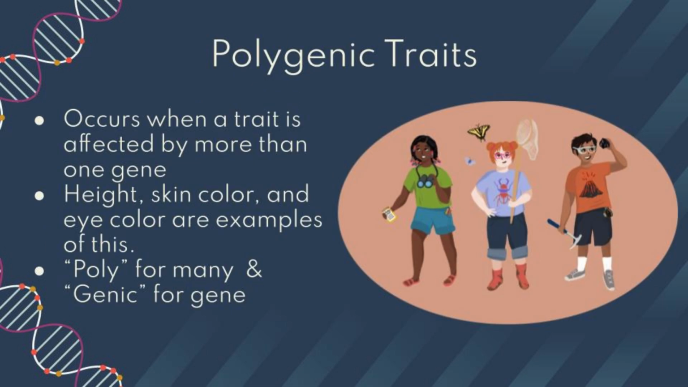Another thing that we mentioned earlier is polygenic traits. These are traits that are affected by more than one gene. So like height, skin color, eye color. Anytime you've got things where you've got gradients and ranges, often those are polygenic because you've got a lot of things going into the cascade that turns them on or off.